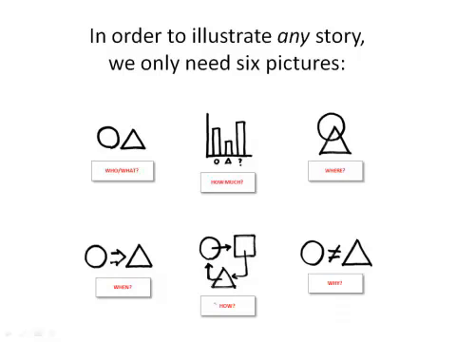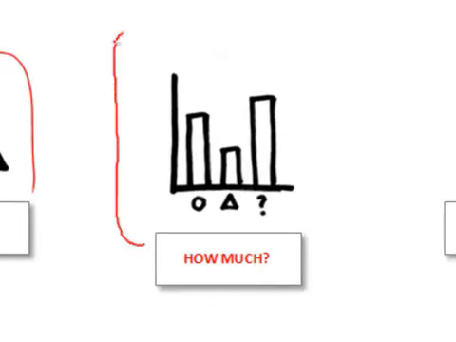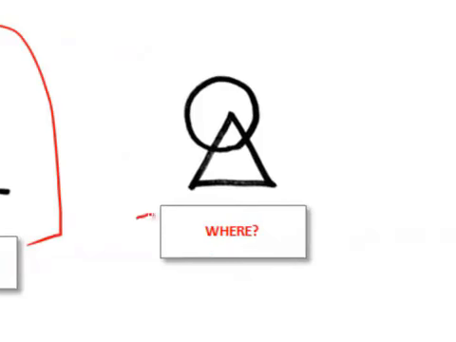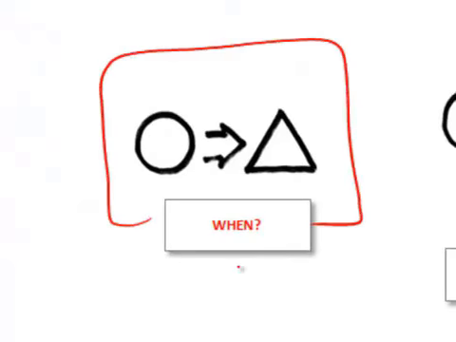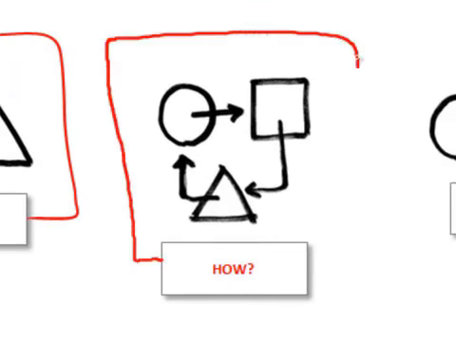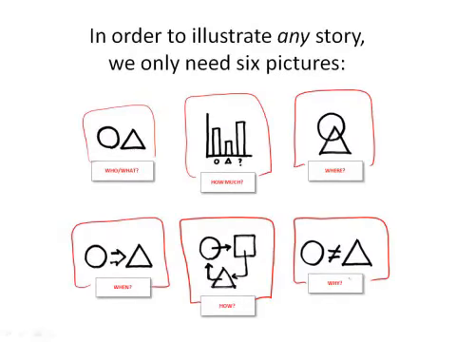Because here's the thing that I think is fascinating. If we believe anything that I've said to you so far, and I'll tell you I believe all of it, in order to illustrate any story, we only need to create 6 pictures. One picture that shows the who and the what, one picture that shows how much, one picture that shows where those things are, one picture that shows when those things are, one picture that shows how they interact, and one picture that summarizes why. If we draw those 6 pictures, we can draw anything.